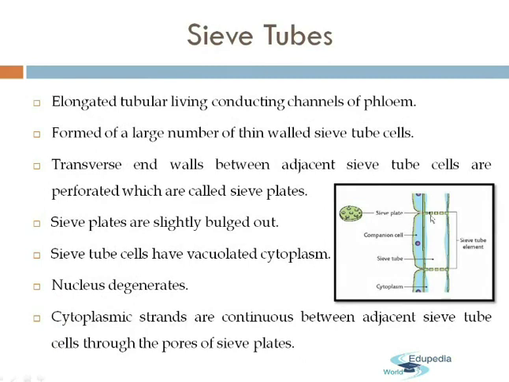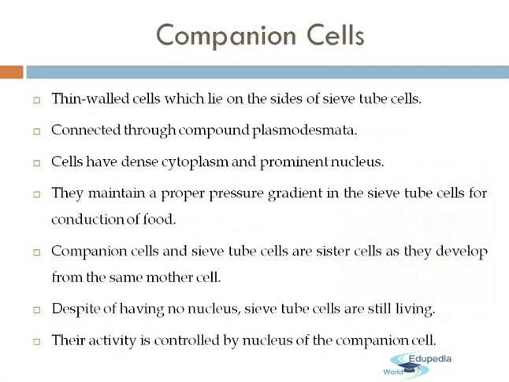Sieve tubes are the elongated tubular living conducting tissues. Now they are formed of a large number of thin-walled sieve tube cells. The transverse end walls between these are perforated. As you can see in the figure, they are perforated or sieve-like, so that is why it is known as the sieve plate. The sieve plates are slightly bulged out on both sides. Now, the sieve tube cells have vacuolated cytoplasm, but the characteristic feature of the sieve tube elements is that the nucleus of these cells degenerates. The cytoplasmic strands are continuous between the adjacent cells, and the cytoplasm can pass from one cell to another through the sieve plates.